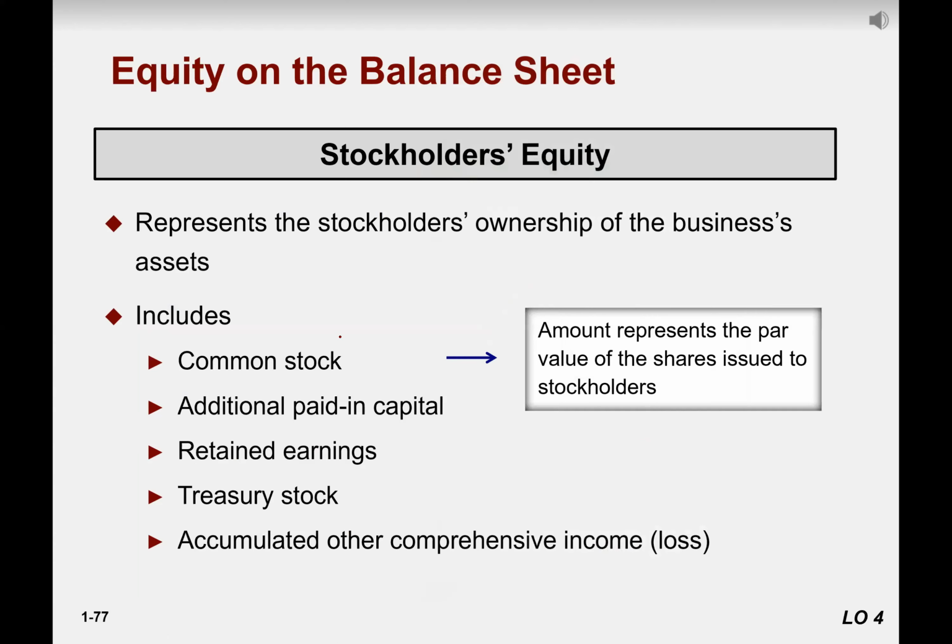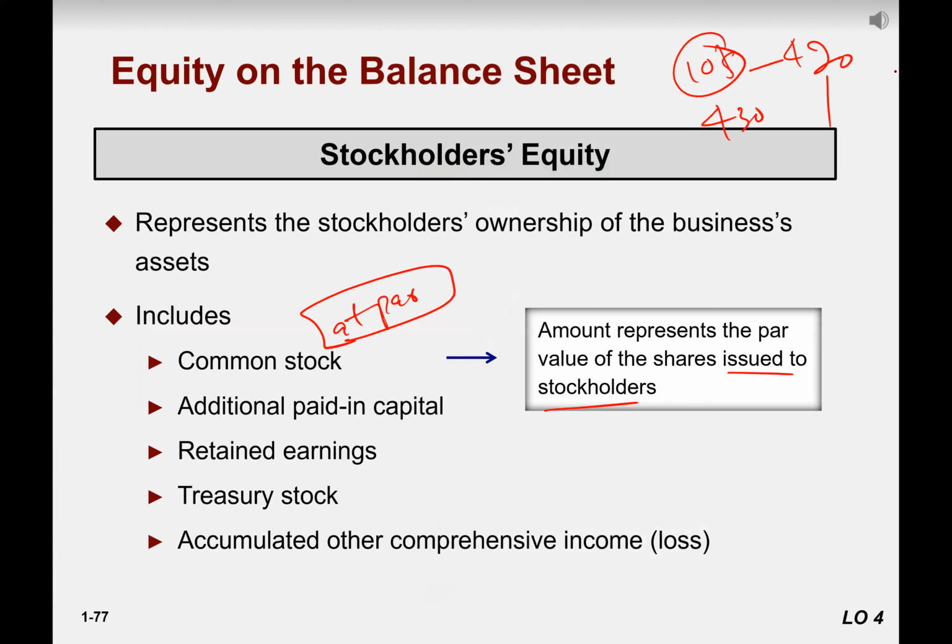Common stock. So this represents the shares issued to stockholders, and they are at par. At par means the original value. We know that right now, for example, the original value of the stock is $10, but it's selling in the market for $30, right? So $10 is common stock and $20 is additional paid-in capital. This is the value that has increased, right?